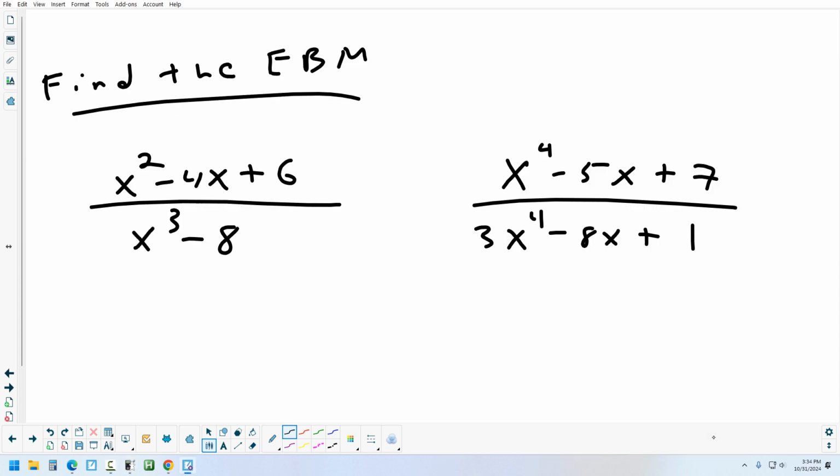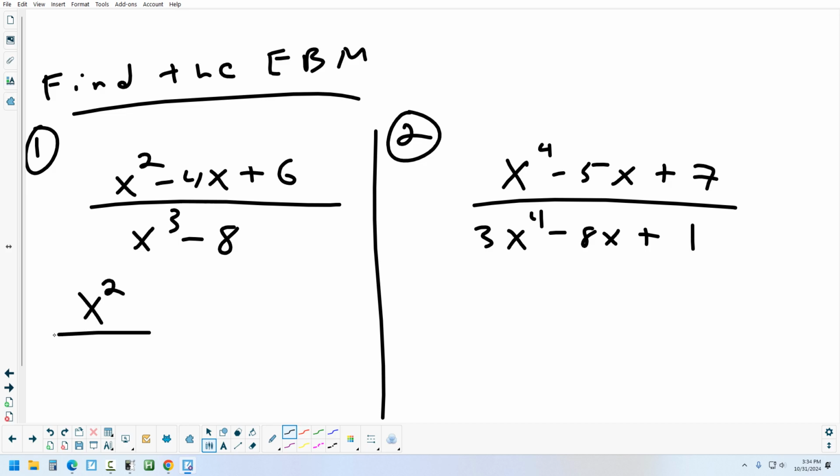Okay. So next couple we're going to look at are finding the EBM. To find the EBM, it's just the highest degree term in the top divided by the highest degree term in the bottom. Let's call this example 1. This will be example 2. What's the highest degree term in the top of example 1? X squared. What's the term that has the highest degree in the bottom for example 1? Yep, x cubed. And if you simplify that as much as you can, what would be your expression? Yep, 1 over x.